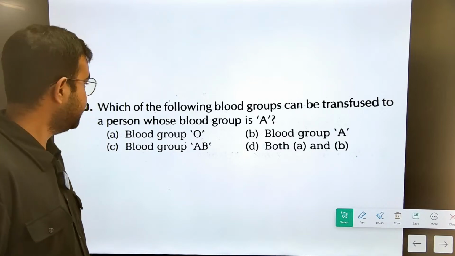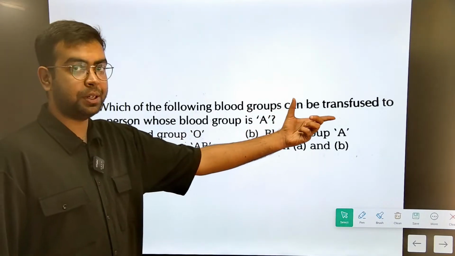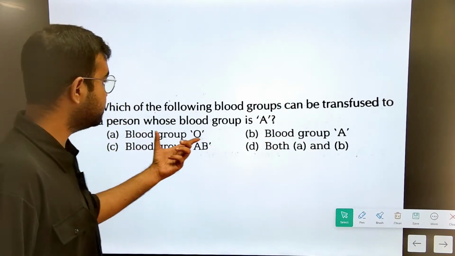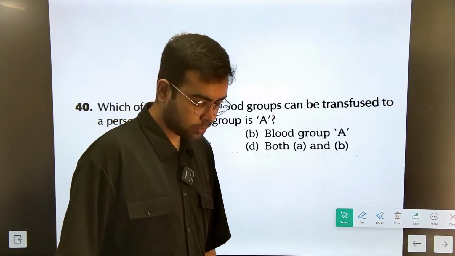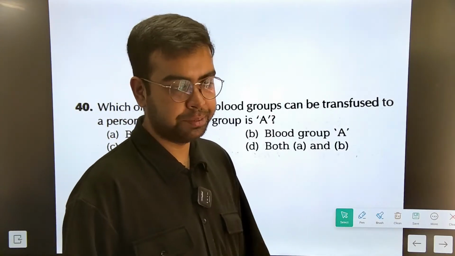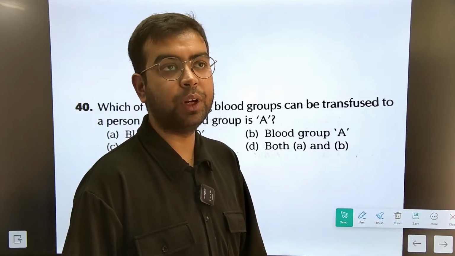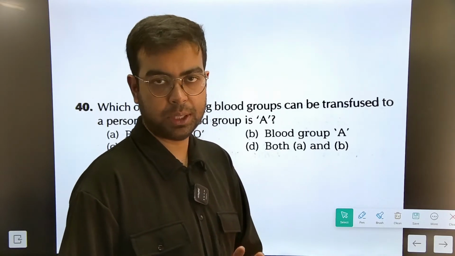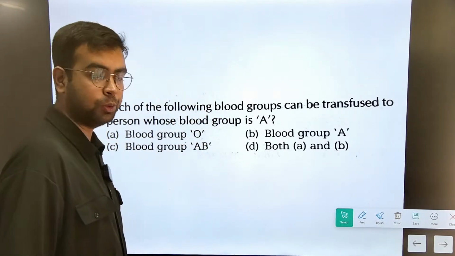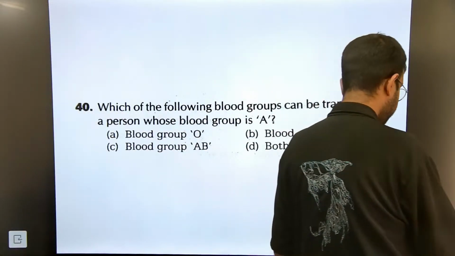एक आदमी को ब्लड चाहिए. Which of the following blood groups can be transfused to a person whose blood group is A? ठीक है, एक A ब्लड ग्रुप का आदमी है, उसको ब्लड देना है. So which blood will be suitable for that person? ठीक है, which blood group will be suitable for that person? Now let's look at this question.